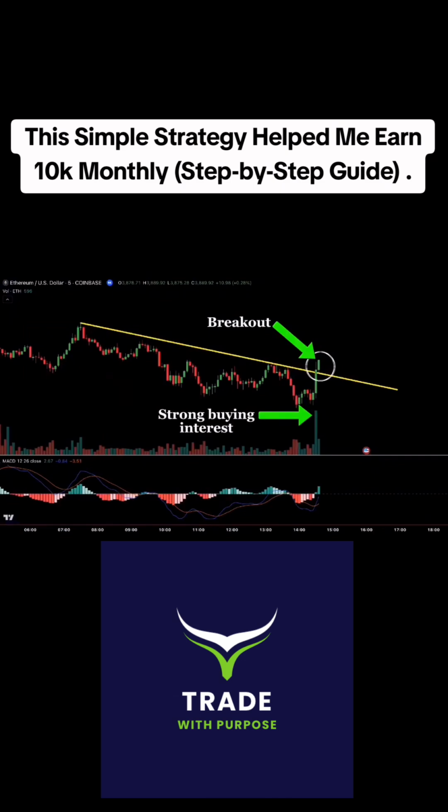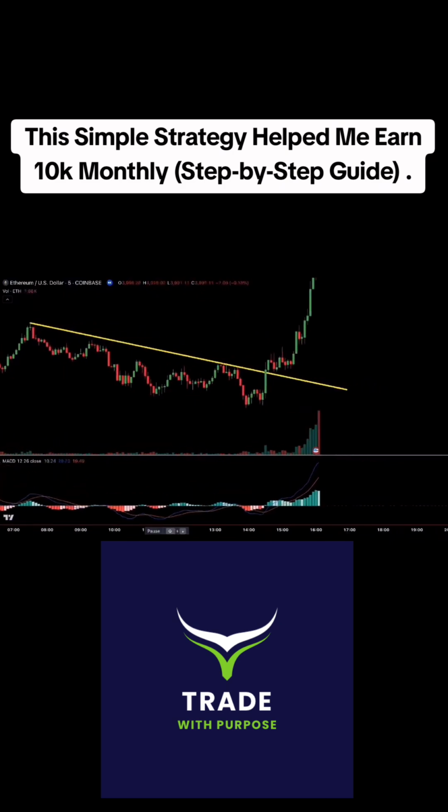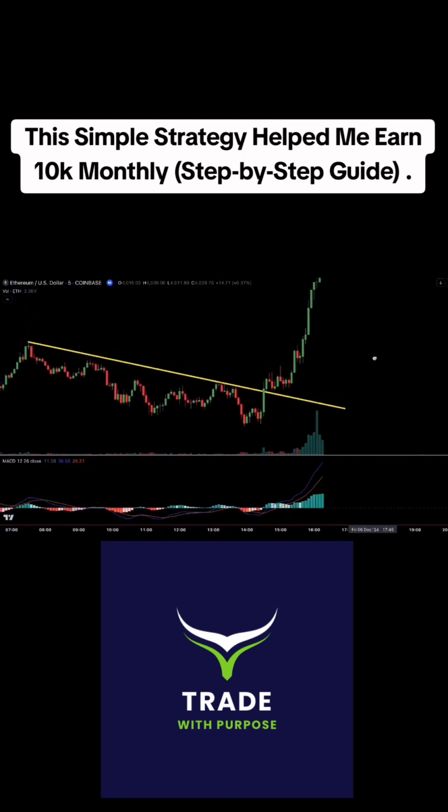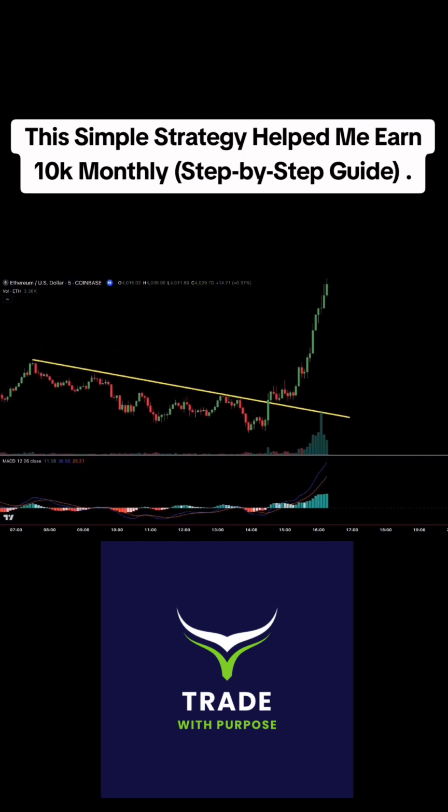Now let's validate it further by looking at the MACD indicator. The MACD line crossed above the signal line, signaling bullish momentum. What happened next? The market rallied, giving us an excellent opportunity for a long trade.